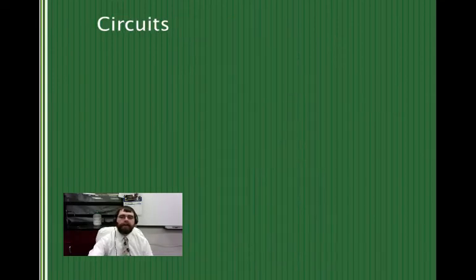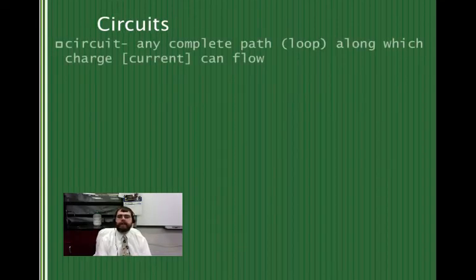Anyway, moving on. This is the only slide, as far as I know, that you actually have to copy down. But a circuit is any complete path, and by path we mean a loop, and by that a closed loop. It does not have to be circular at all, but any complete path along which charge or current can flow.